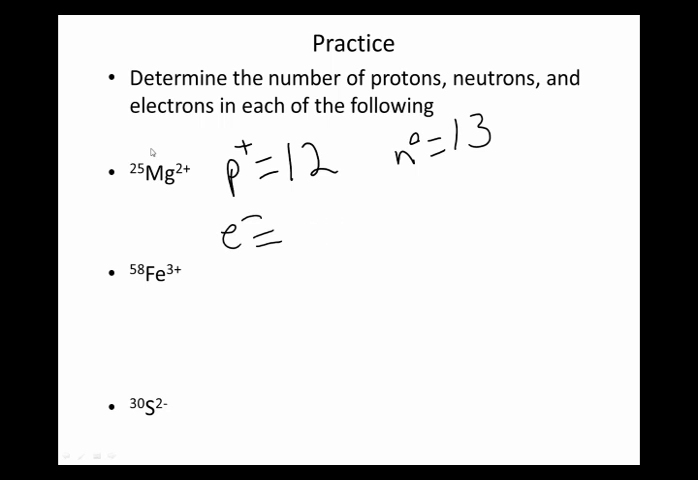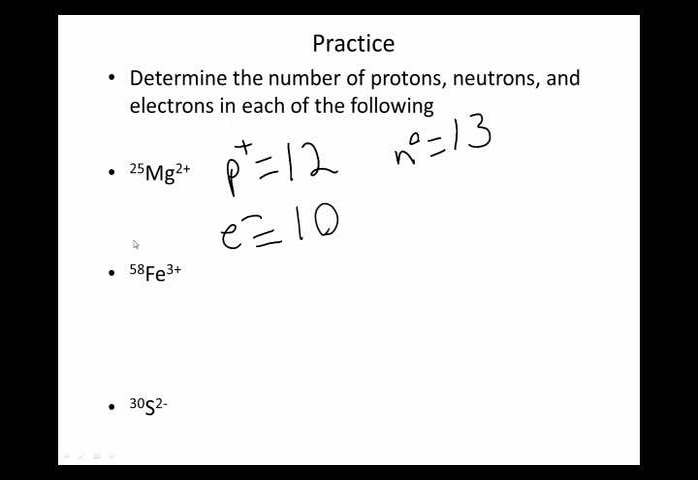Magnesium has a +2 charge. Now, does that mean it gained 2 electrons or lost 2? Hopefully you said it lost 2, so now it has 10. Something that has a positive charge has to have lost electrons, right? Number of protons isn't changing, the number of electrons is. Okay?